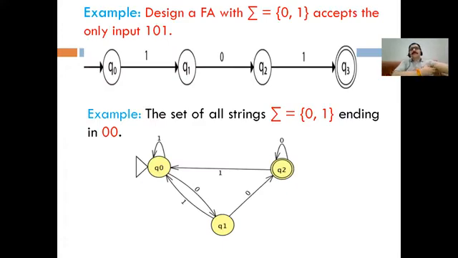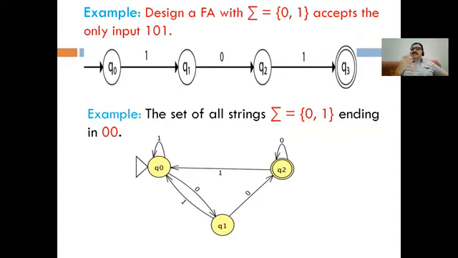Now we can apply certain rules, the explained rules, to design or construct the finite automata. Clear? So in this example, suppose it is given: design a finite automata with sigma equals 0, 1, that accepts only the input 101. It means that sigma equals 0, 1 means there are only two symbols used in the finite automata, and the restriction is you have to design the finite automata that accepts only 101, right?